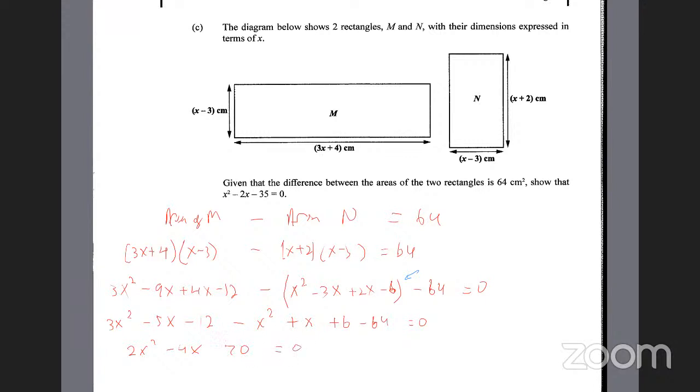But that is not the answer. So we had to divide by 2. You'll get x squared minus 2x minus 35 is 0. A little bit of working and expansion. The beauty of questions like this is that you know what the answer is, you know what you're working towards. So if you do get minus 35 or minus 2x, then check back the expansion in case you made a mistake. Good. So that is your number 2 part C.